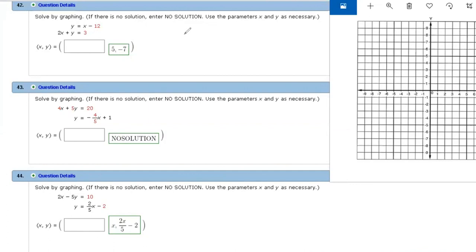42, we got 2 equations. So we're going to look at the first equation. Y equals x minus 12. Okay? So we have to solve this system of equations by graphing. This should be fresh on everybody's memory because this is what we just worked on. So first we have to graph both of the lines.